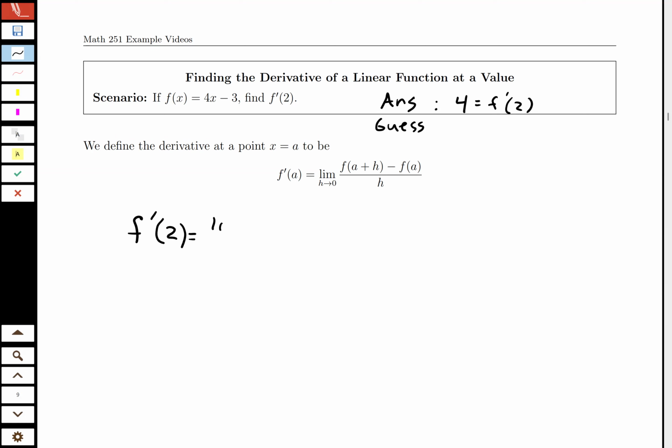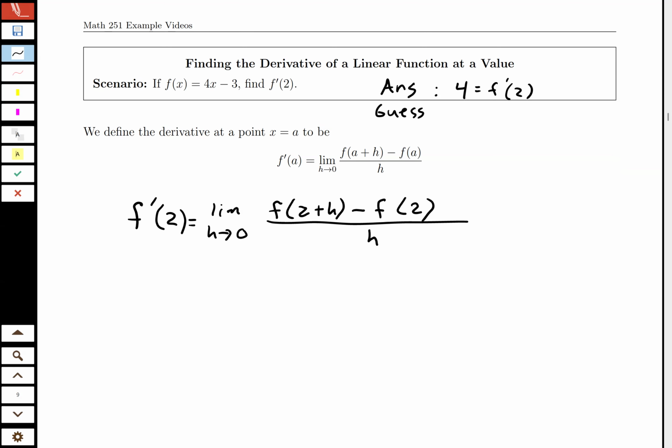And this is looking at the limit as h goes to 0. I always have h on the bottom. This entire thing here is sort of like a difference quotient. And I'm looking at f of my a, which is 2. I'm finding the derivative of f of 2 plus h minus f of 2.